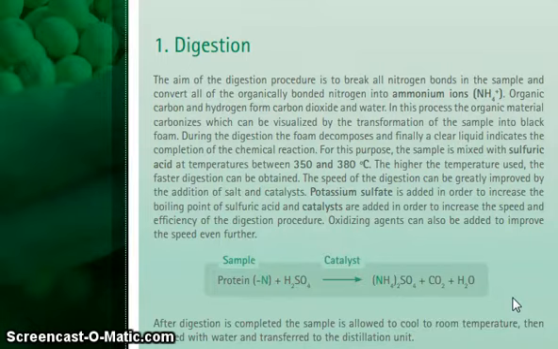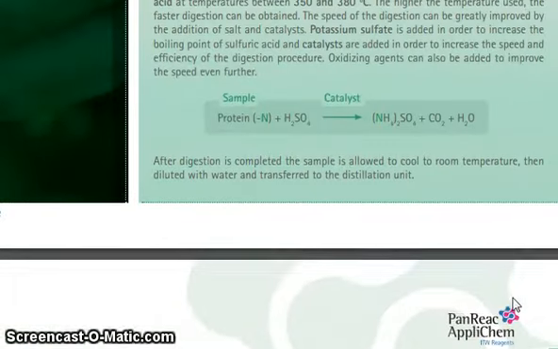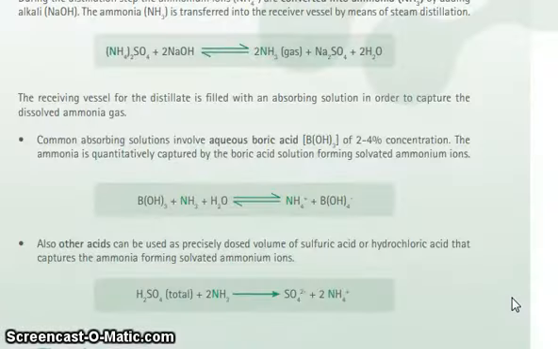Friends, oxidizing agent can also be added to improve the speed even further. So your protein contains nitrogen, it reacts with sulfuric acid, it gives ammonium sulfate, carbon dioxide, and water. After the digestion is completed, the sample is allowed to cool to room temperature, then diluted with water and transferred to the distillation unit.